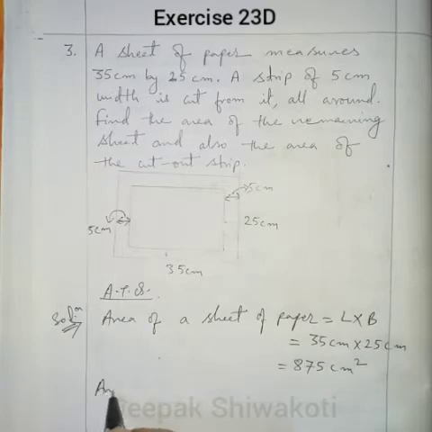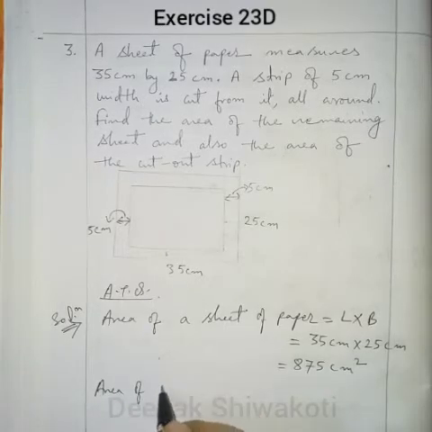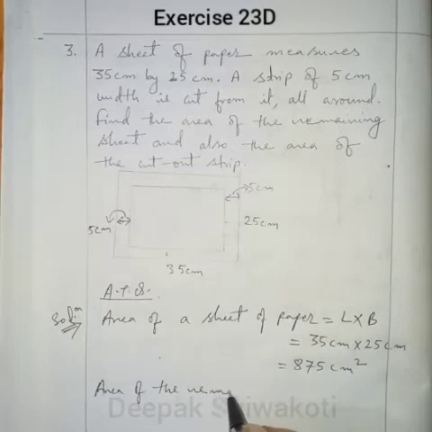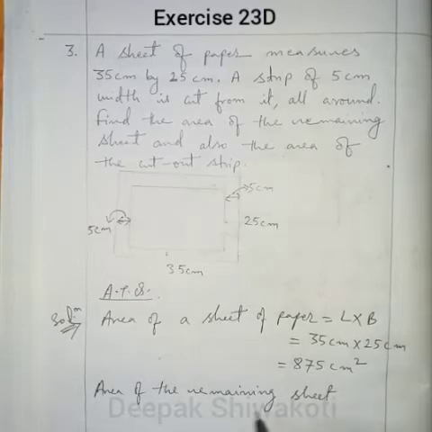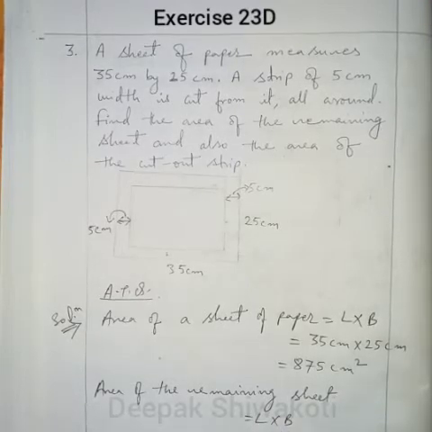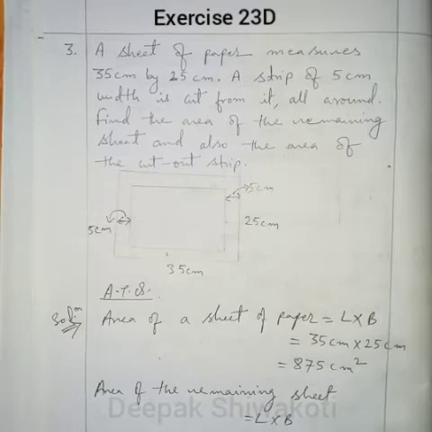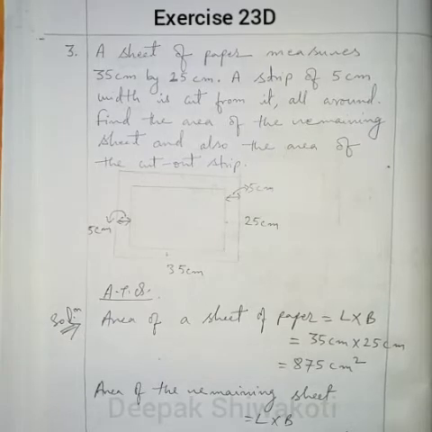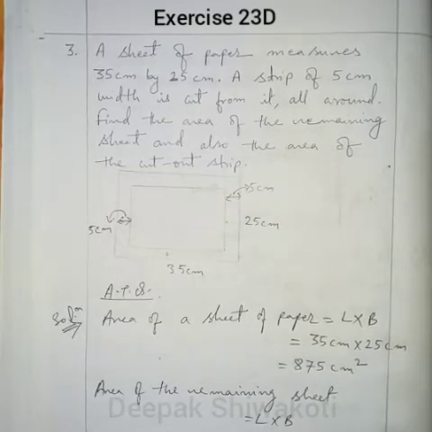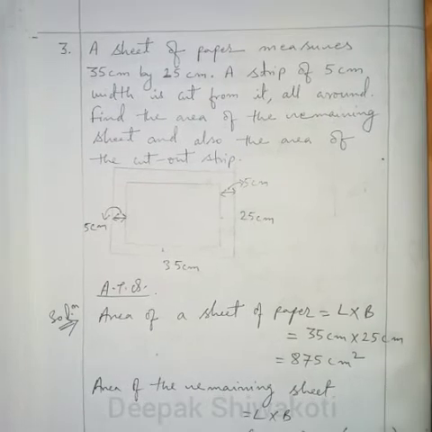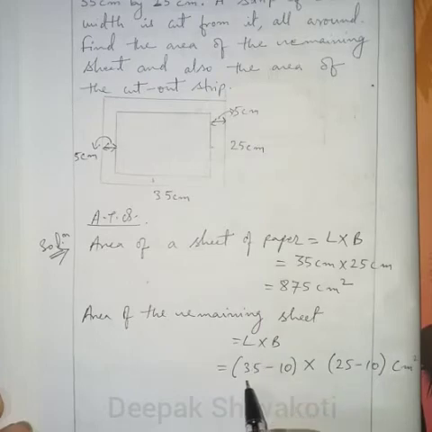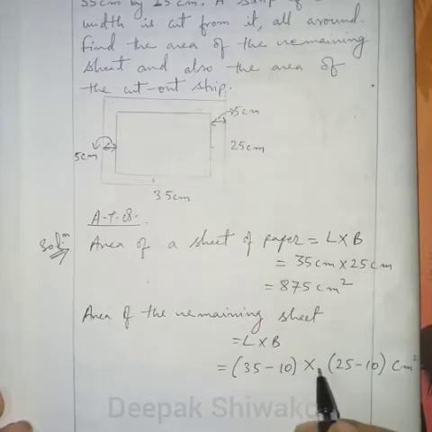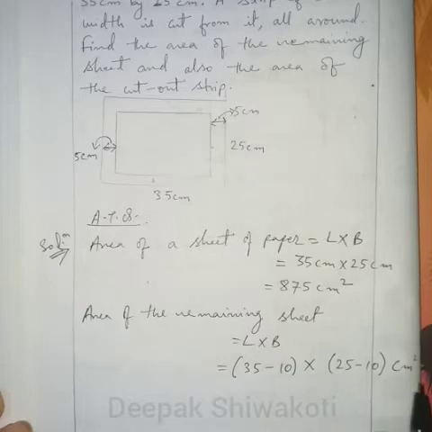So area of the remaining sheet is equal to length into breadth, and here length is 35 minus 10, isn't it, into breadth, which is 25 minus 10, centimeter square. So length will be 35 minus 10 and breadth will be 25 minus 10 centimeter square.